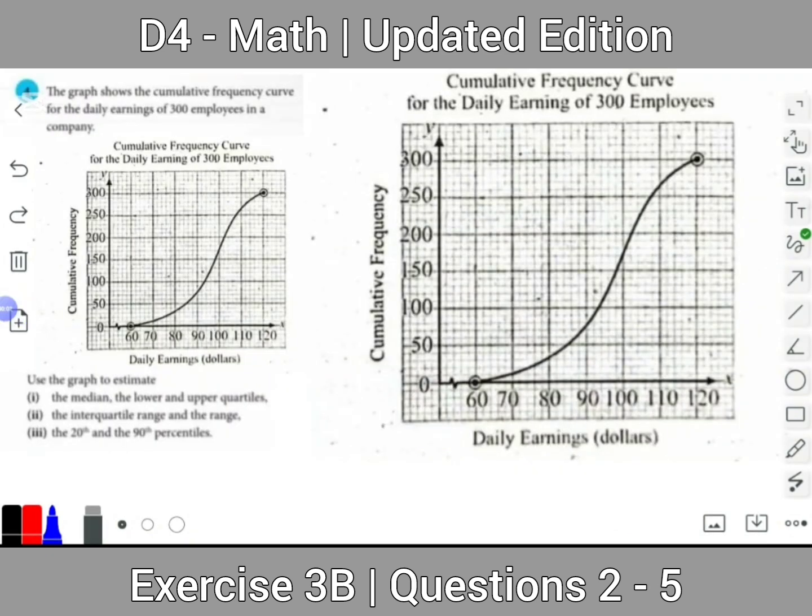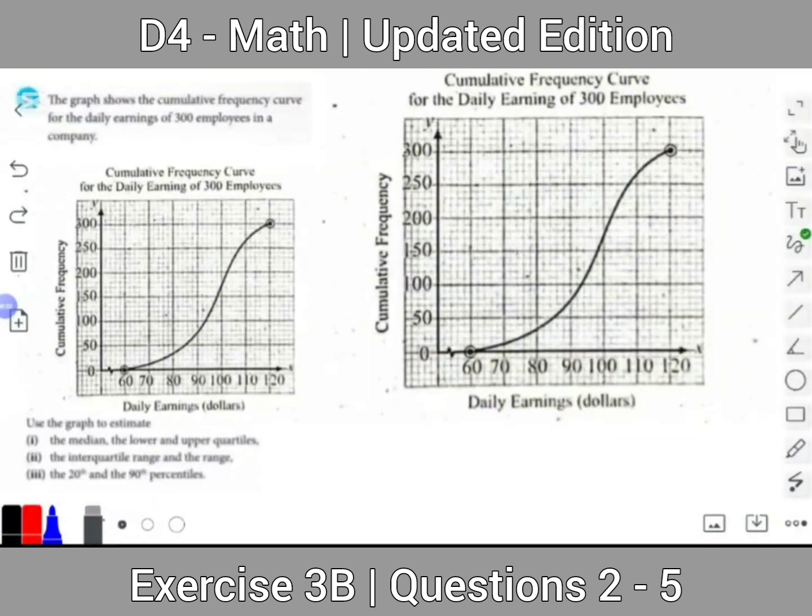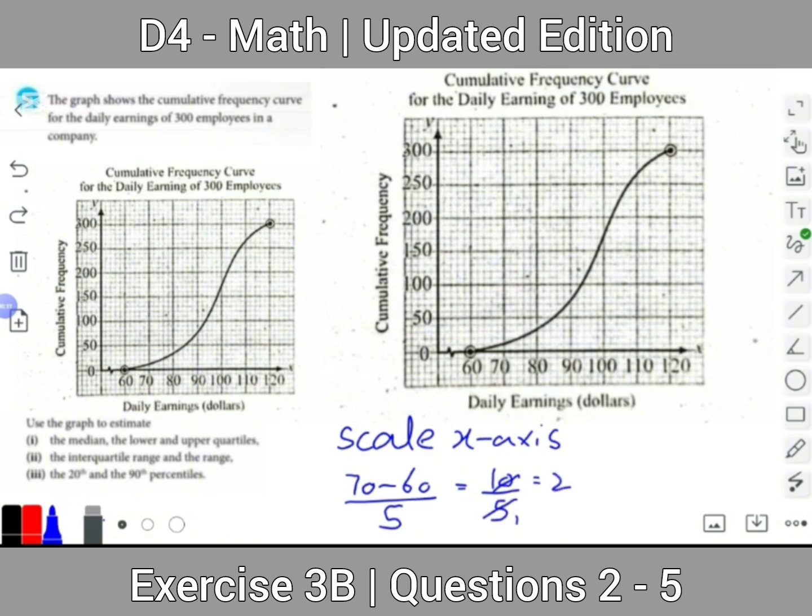Now in question 4, the graph shows the cumulative frequency curve for the daily earnings of 300 employees in a company. So use the graph to estimate in part 1 the median, the lower and the upper quartiles. First we will understand the scale along the x-axis and along the y-axis. So for the scale along the x-axis, we have value 70 minus 60 divided by the total number of squares between these two values, and that is 5. And here we have 10 over 5, and it will be equal to 2. So each square unit along the x-axis is 2.